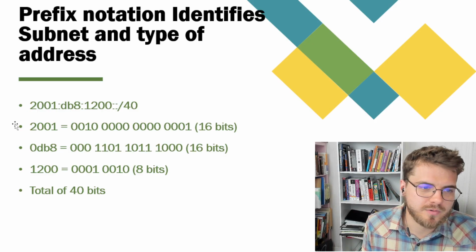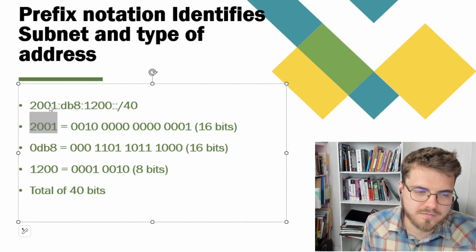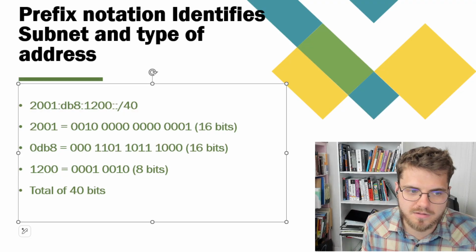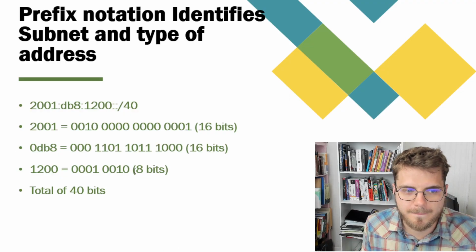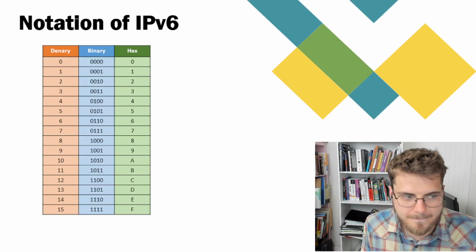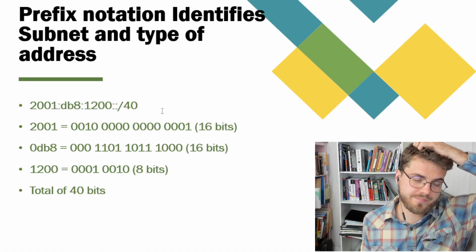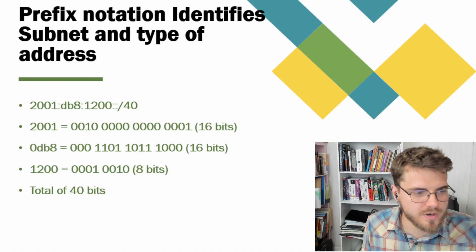Take some time, really look at this, understand that, this is the first part. The second part is the DB8, then the 1200. And you're expanding it based off of this table, the hex representation, to binary, and then counting the bits there. So it is a little weird the first time you run into it.